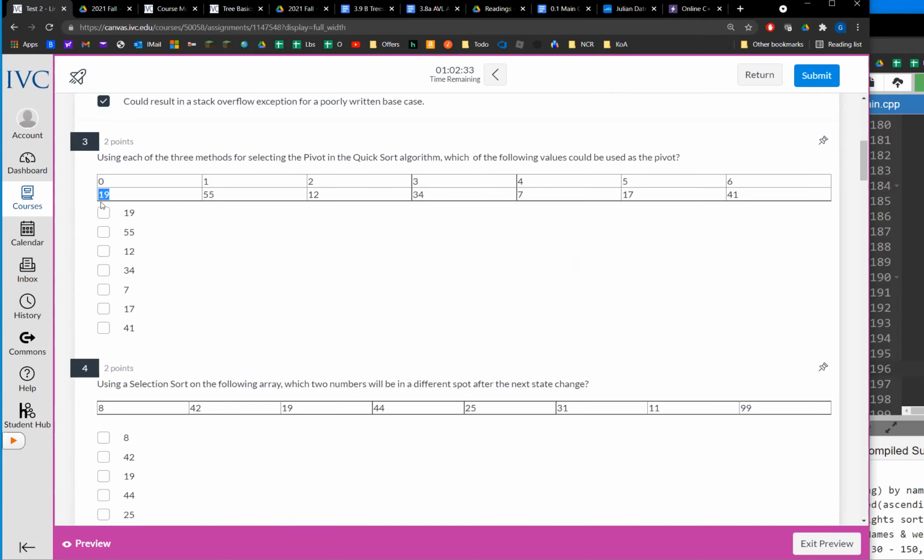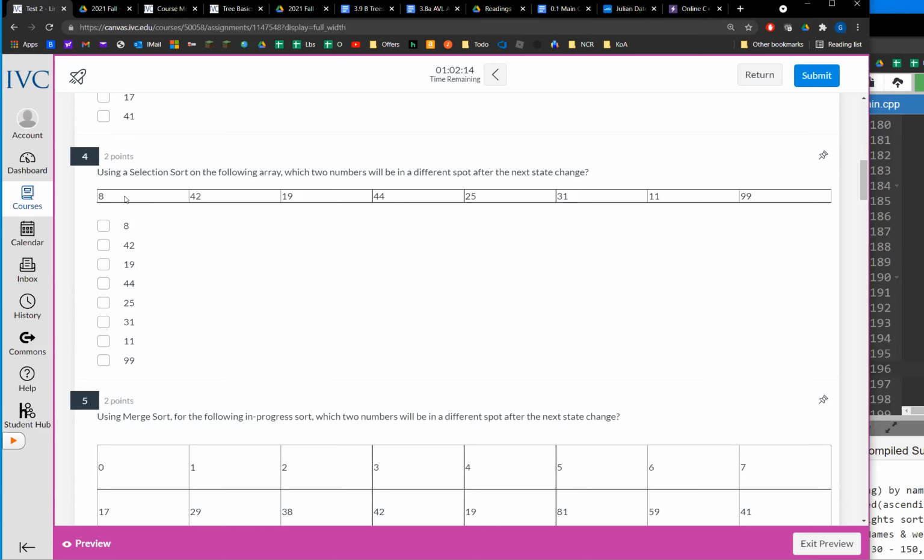Pivot selection. The first one could be our pivot. The middle one could be our pivot. We have 7 values here, so 34 is our middle one. And we have a median of 3: 19, 34, and 41. 34 is the median. So 19, 34.